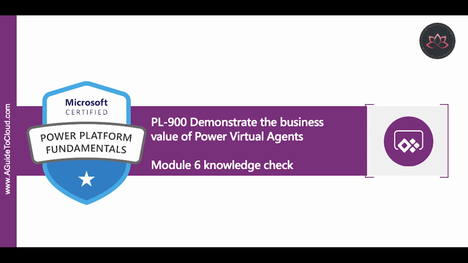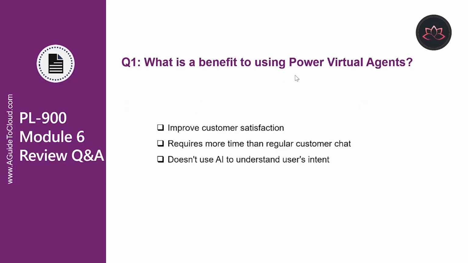This section is the last module for knowledge check, module 6. Module 6 is about demonstrating the business value of Power Virtual Agents. What is a benefit of using Power Virtual Agents? Is it doesn't use AI to understand user intent? No. Is it requires more time than regular customer chat? Definitely not. The correct answer is improve customer satisfaction. Power Virtual Agents can improve customer satisfaction by allowing customers to self-help and resolve issues quickly, 24/7, using rich personalized chatbot conversations.